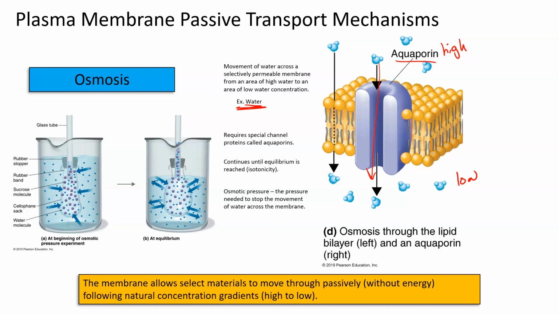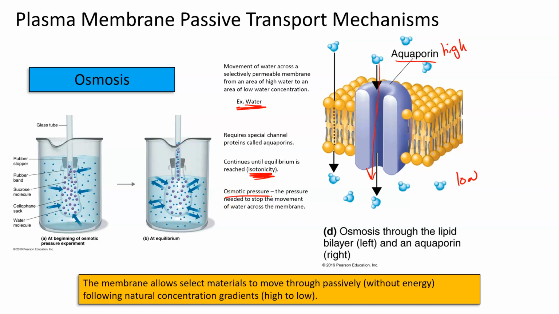Now, when we talk about water, equilibrium is actually going to be referred to as isotonicity. Okay? There are terms like hypertonic, hypotonic, and isotonic. Hypertonic is when you have a higher solute concentration and a lower water concentration. Hypotonic would be the opposite. Hypotonic would have a low solute concentration and a high water concentration. And then isotonic is when you have equal solute and equal water concentrations on both sides of a membrane.